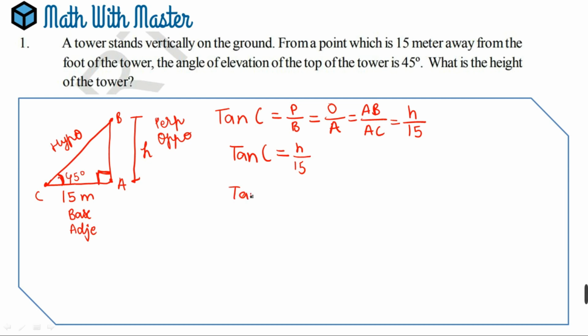Instead of C, what is angle C? It is 45 degrees. So instead of tan C, I can write tan 45 degrees is equal to H upon 15. So we know the value of tan 45, which is 1. So 1 is equal to H upon 15. So by cross multiplication our H will come to 15 meters. This is the height of the tower which was asked in the question.